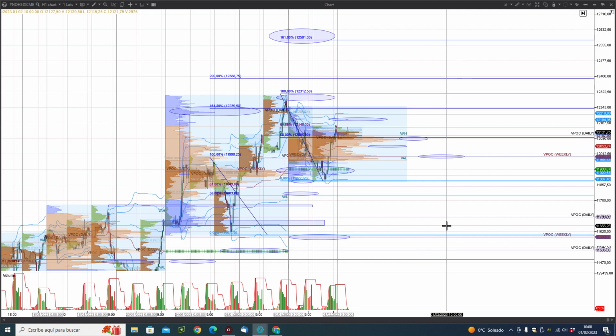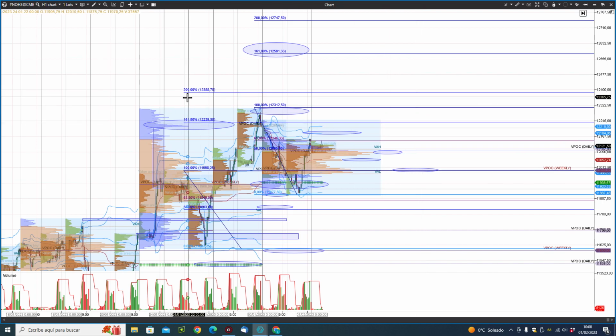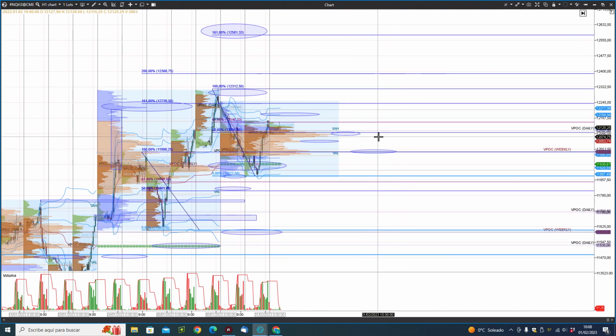About Nasdaq, higher targets. First one, this high volume node, 12,223, and the projection of this pullback will launch the price to 12,581. About lower targets, first one, this high volume node, 12,051, and the next one would be about 12,000, this high volume node.